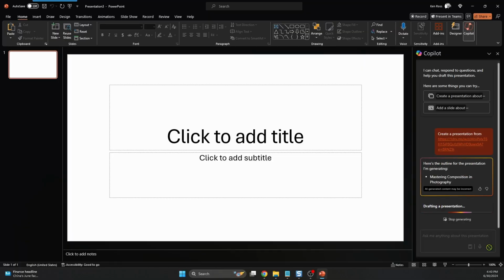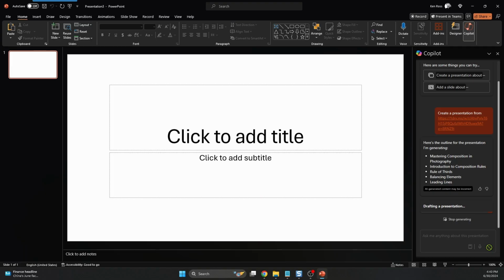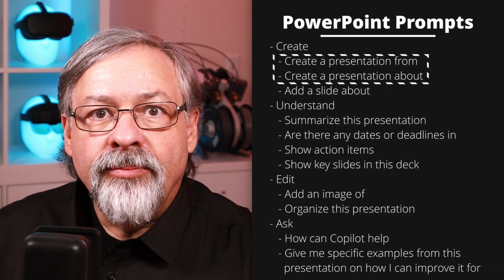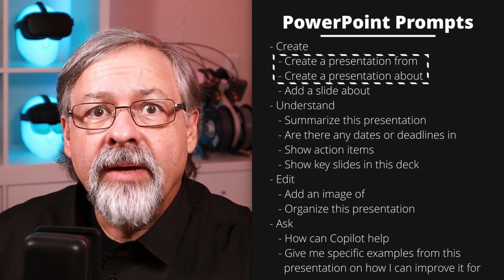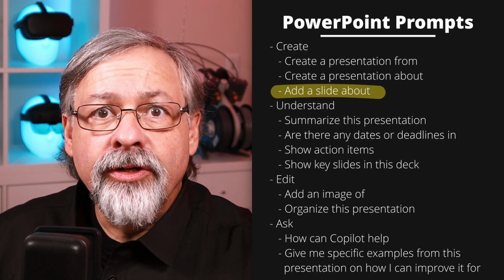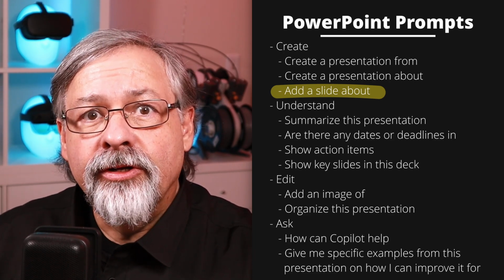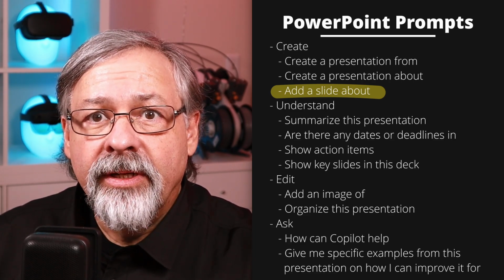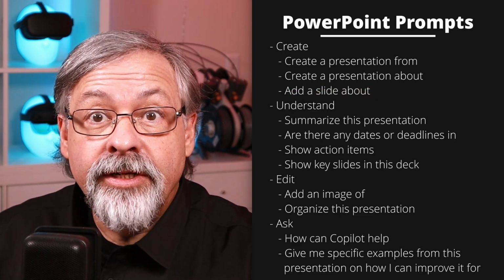While that's running, let's review some of the other PowerPoint prompts that might come in handy when we finish up our presentation. We've already talked about 2 of the Create Presentation prompts under the Create category, but there's a third prompt there that might come in really handy, and that's Add a Slide About, where it will insert a new slide after our currently selected slide with content based on the description that you provide after the prompt, like add a slide about the use of depth of field as a composition tool.